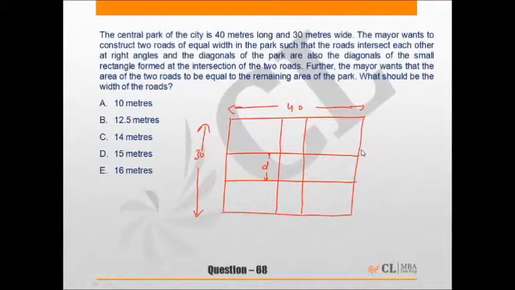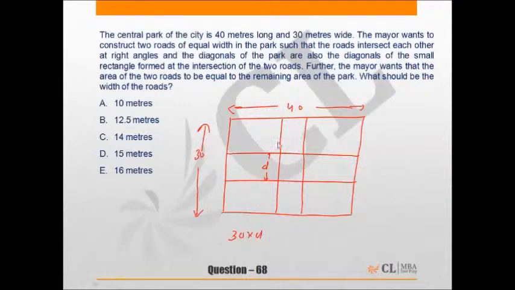It is also known that the area of roads, or area covered by roads, is equal to the area of the leftover part in the central park. So if the breadth of these two roads is d, then the total area of these two roads will be 30 into d.